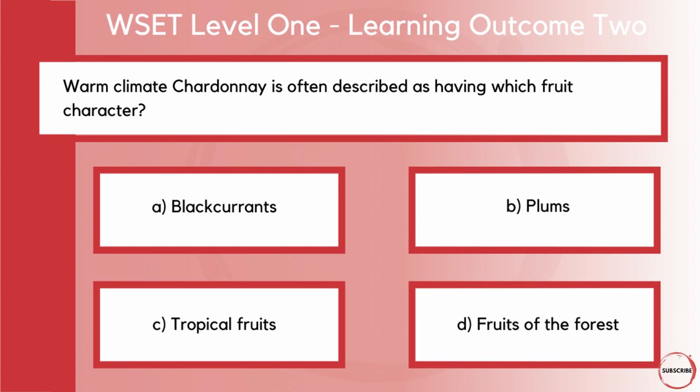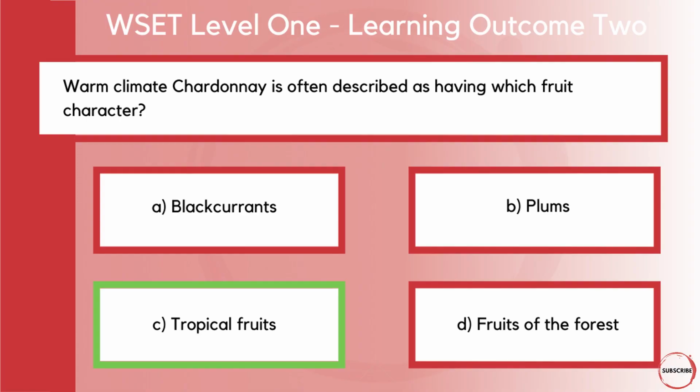And warm climate Chardonnay is often described as having which fruit character? Is it blackcurrants, plums, tropical fruits or fruits of the forest? And again, with this question, you deduce, well, what style of grape is Chardonnay first, black or white? And once you've got that, you can start to think about the flavours and aromas. Chardonnay, of course, is a white grape, so of the 4 choices here, there's only really one which is relevant. That would be C, tropical fruits, because Chardonnay can display things like pineapple, mango, for example. Fantastic, warmer, hotter climate aromas for Chardonnay.